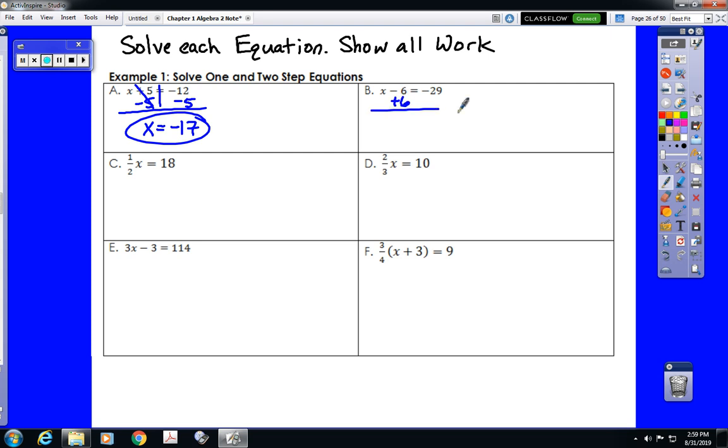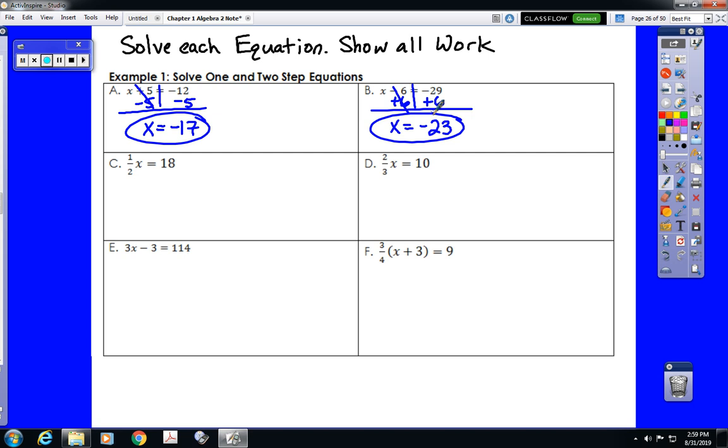In letter B, I have x minus 6 equals negative 29. Again, I need to get rid of that minus 6. I can do that using the addition property of equality, which says I can add whatever I want to both sides of the equation. So I add 6 to each side, which cancels the negative 6, and leaves me with x equals negative 23.